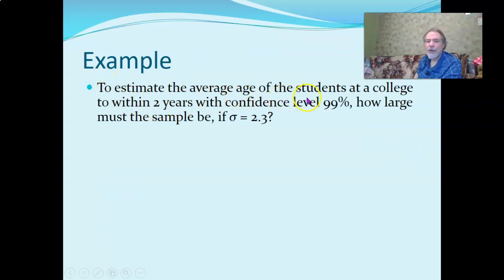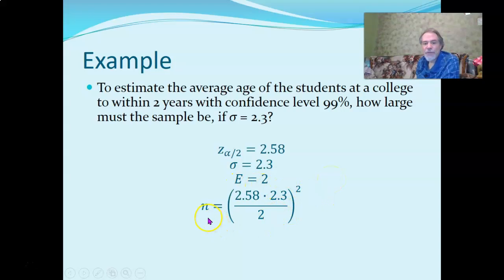So, example. To estimate the average age of the students at a college to within 2 years with confidence level 99%, how large must the sample be if sigma equals 2.3? So if our confidence level is 99%, that means the number we're using for z sub alpha over 2 would be 2.58. Sigma, we're told, is 2.3. E is 2. Notice it said we want to estimate it to within 2 years. So 2 years is our error estimate.